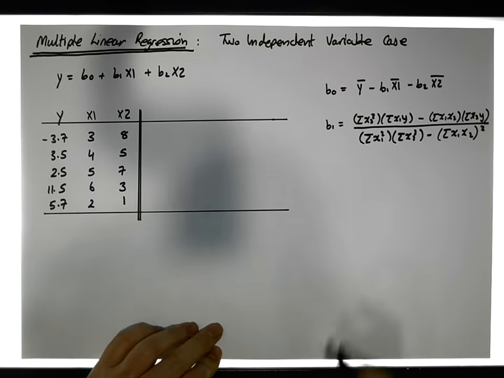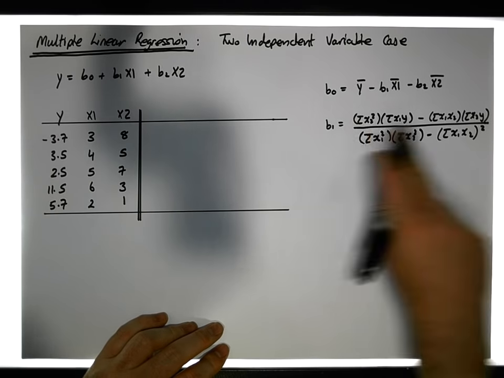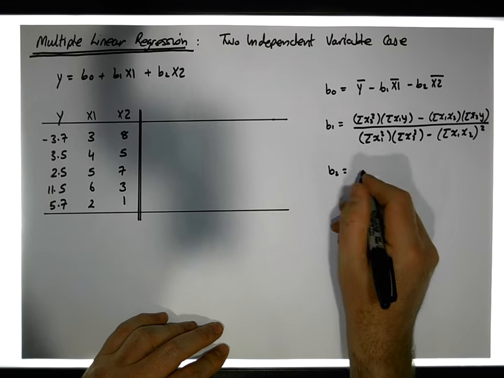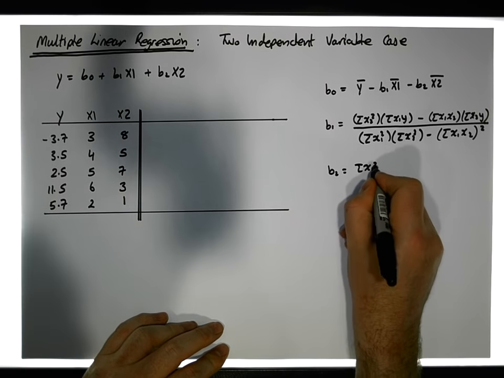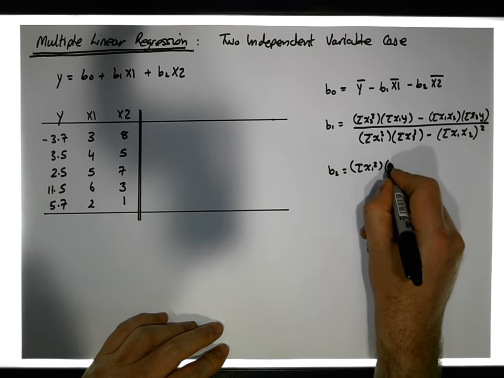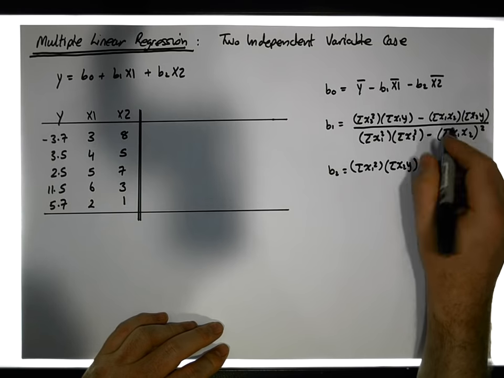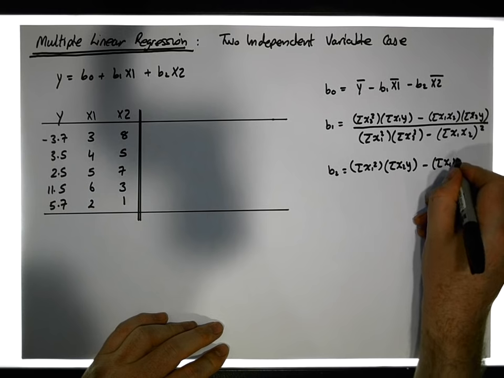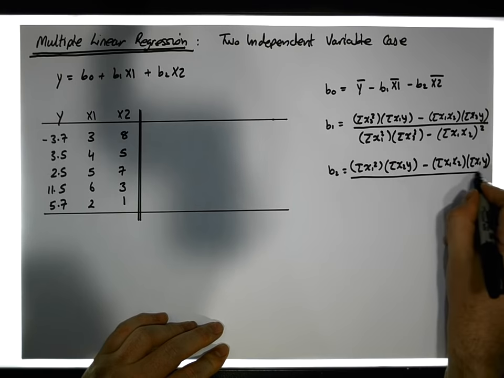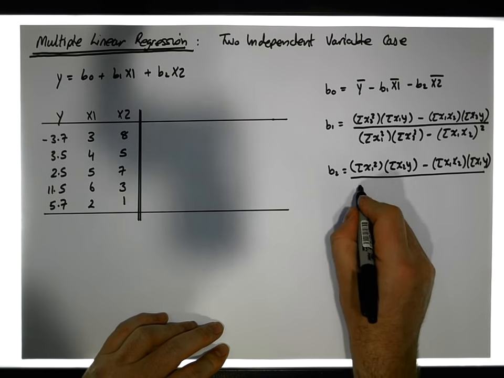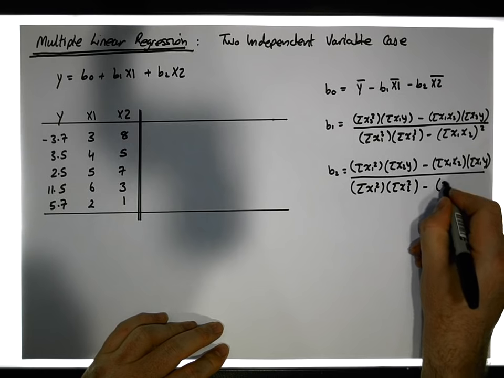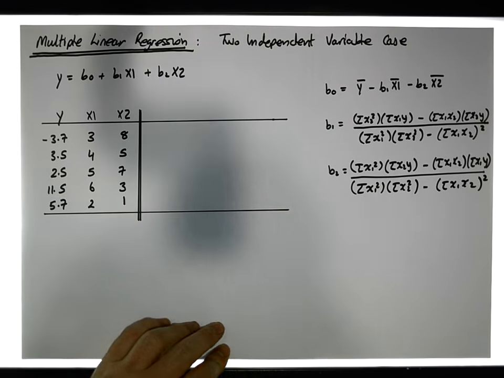For the b2 value, we flip the coefficients. So b2 is going to be the sum of the x1 squared values, see the way I flipped the index, that was representing the variable, times the sum of the x2 y values, minus, well, that's going to be the same when we flip it, the sum of the x1 x2 times the sum of the x1 y values. And that's divided by, this denominator remains the same, the sum of the x1 squared values times the sum of the x2 squared values minus the sum of the x1 x2s, all squared.